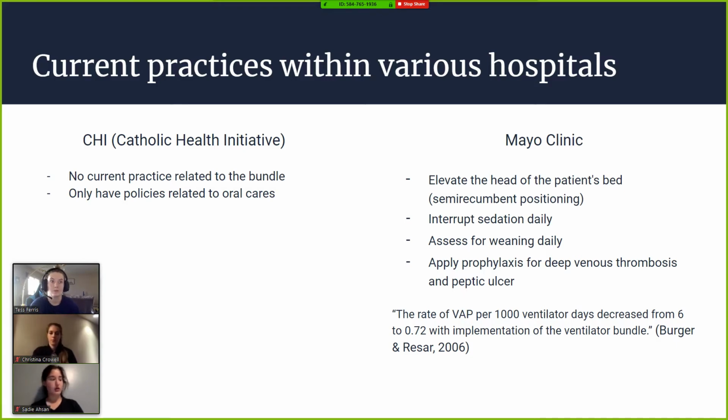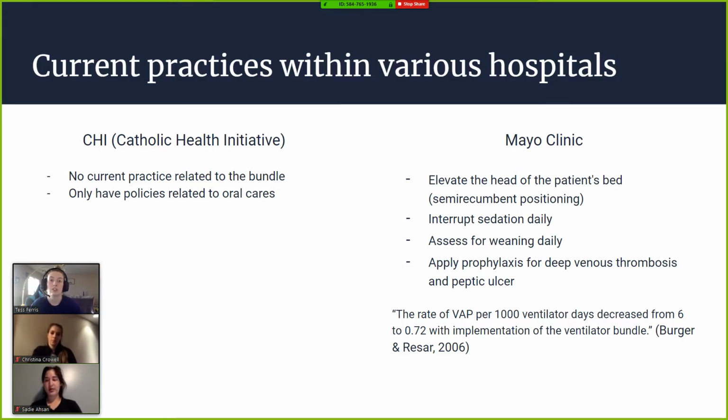So we wanted to see what hospitals are currently doing. So we wanted to do a national hospital comparison. So the first one is the Mayo Clinic, and they recommended to elevate the head of the bed. They want them to be in a semi-recumbent position. And then we want to do that sedation vacation like we talked about earlier.